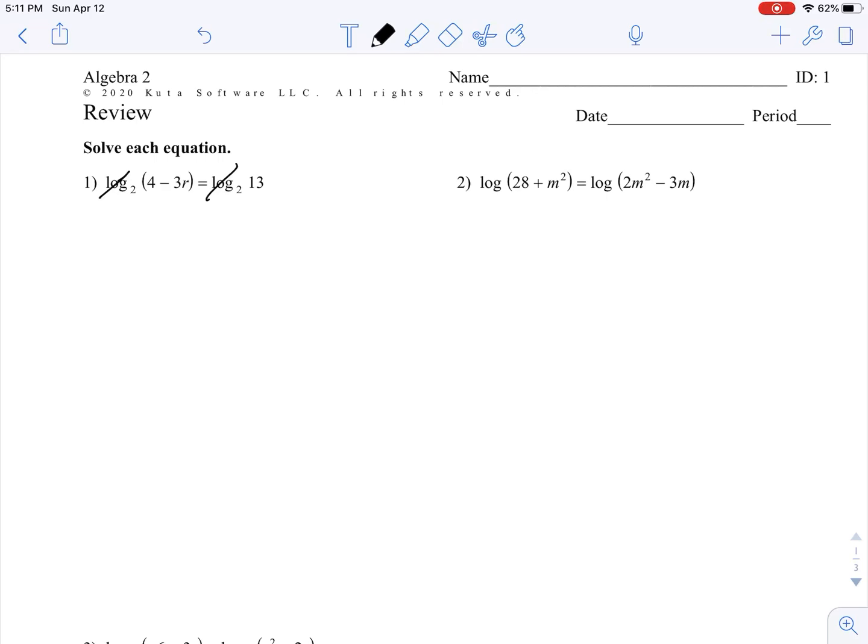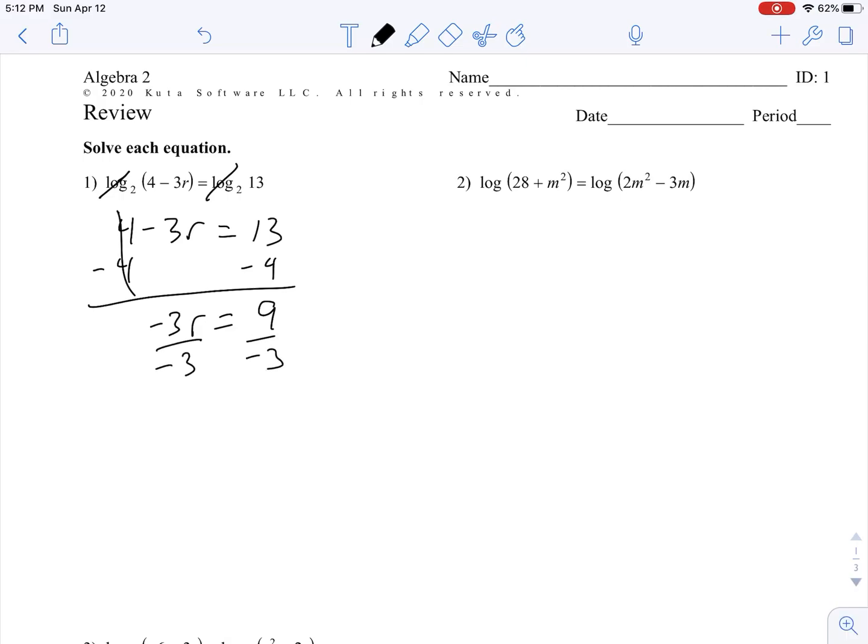So number 1, you cross out the logarithms. You get 4 minus 3r equals 13. And then from here, it's real basic stuff. Subtract 4, negative 3r equals 9. Divide by negative 3, and r equals negative 3. So that's sort of the easy version of these problems.